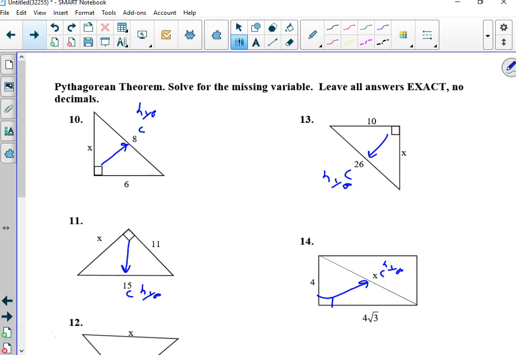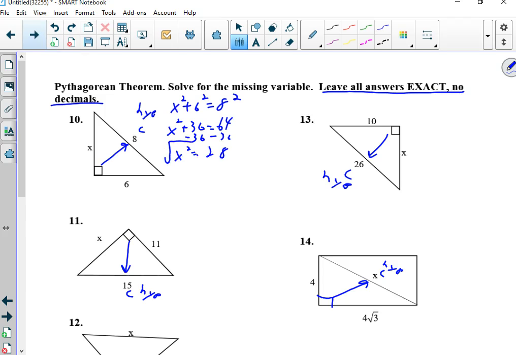Now, the legs don't matter. I can say x squared plus 6 squared, or 6 squared plus x squared. It makes no difference. If you want to use a and b instead of x, that's fine. X squared plus 6 squared equals 8 squared. X squared plus 36 equals 64. Notice it says leave all answers exact, no decimals. Minus 36, x squared is 28.